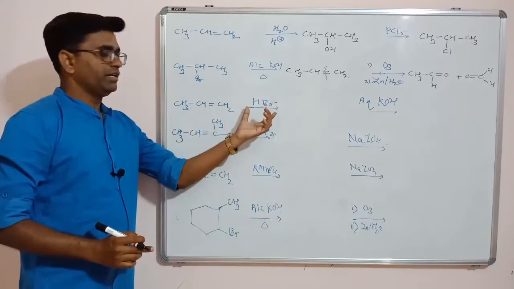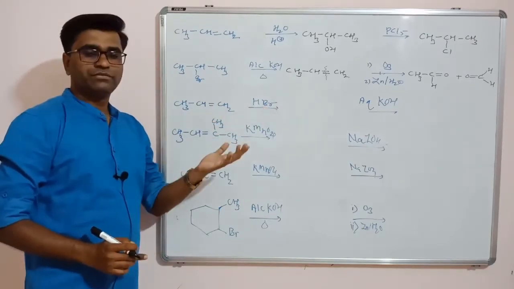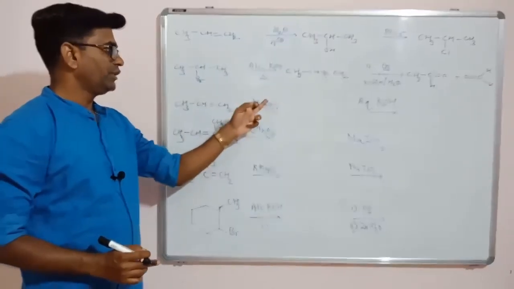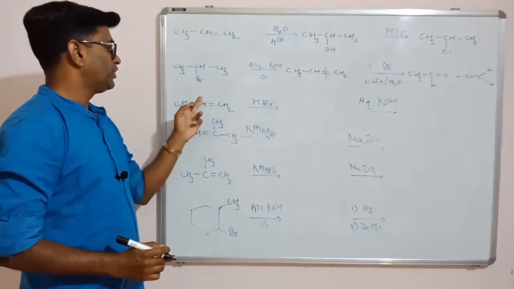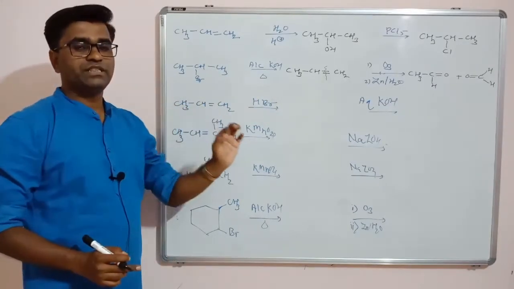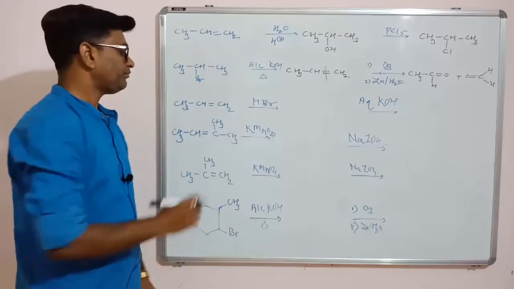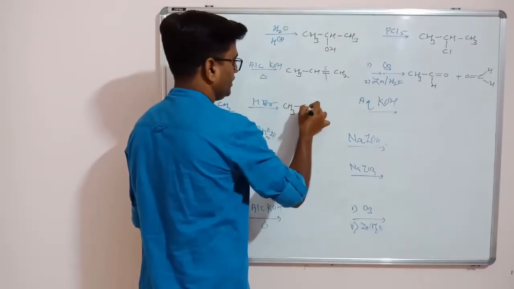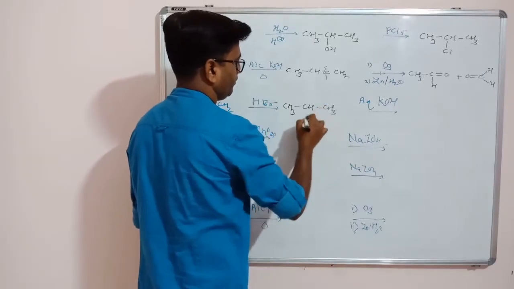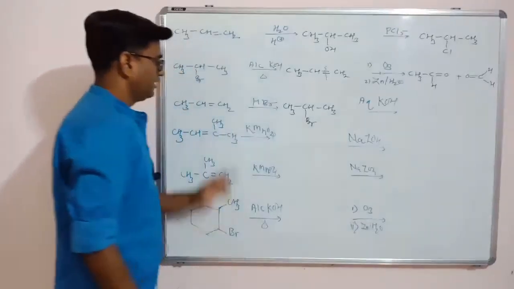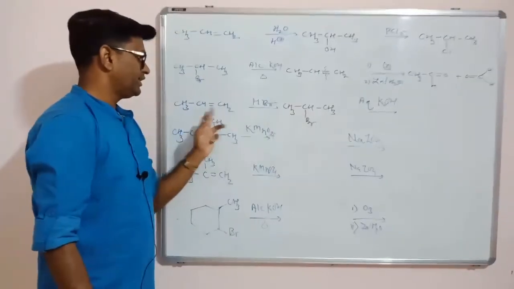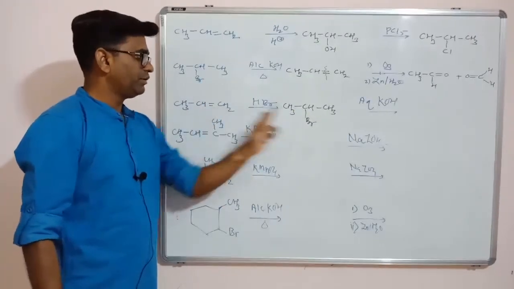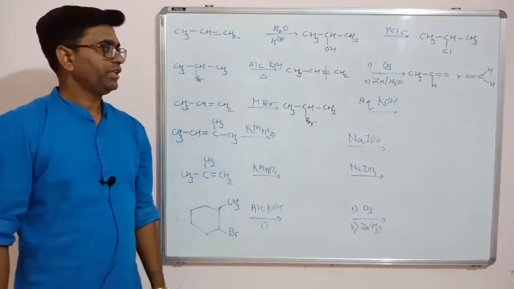Again this one, HBr. So this is again an addition reaction by Markovnikov's rule. The negative part of the reagent forms a bond with this carbon which contains less number of hydrogen atoms. So the product will be CH3, CH, CH3, and here will be Br. CH2 becomes CH3, CH becomes CHBr, double bond becomes single bond.